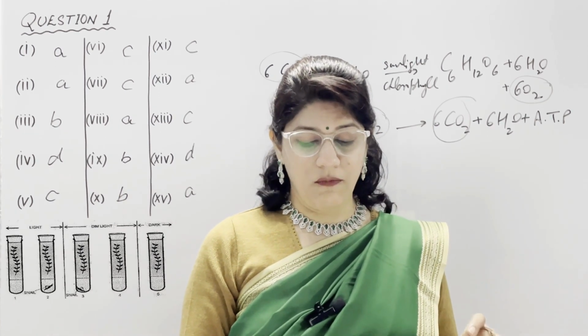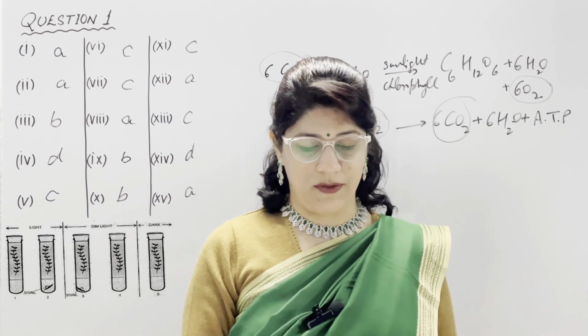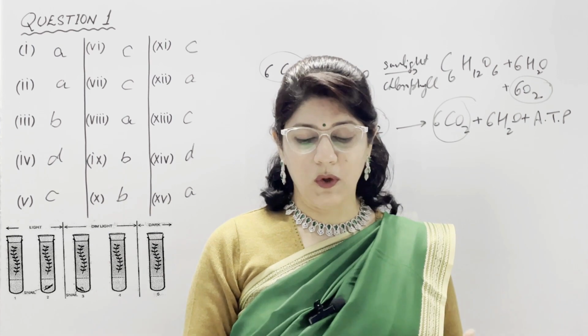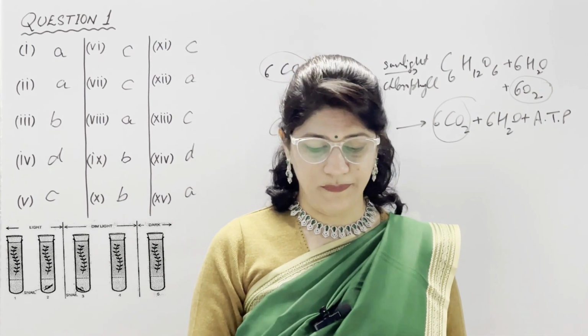In D part, in which of the test tube would you expect the presence of least carbon dioxide? Tube number 1, because the plant uses CO2 for photosynthesis to occur.